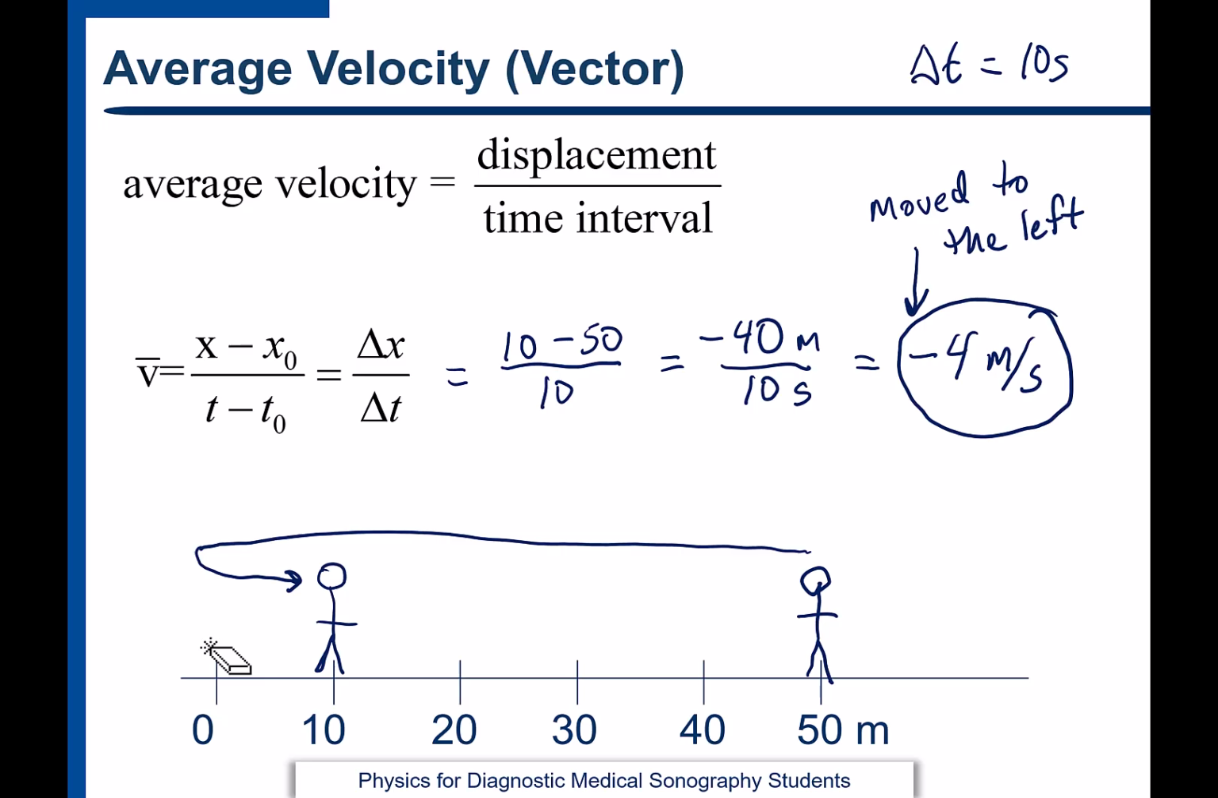Also, you'll notice that the average velocity doesn't really give us the details of what happened. It's just basically saying that if you went negative 4 meters per second for 10 seconds, you'd end up 40 meters to the left of where you started. Notice this bar. That bar means average.